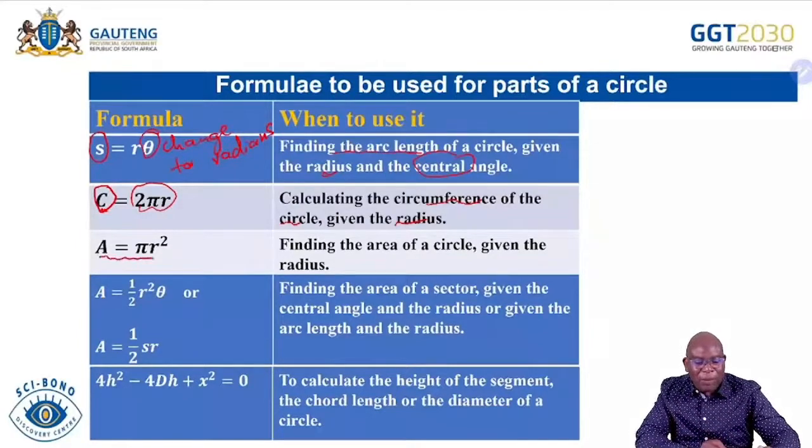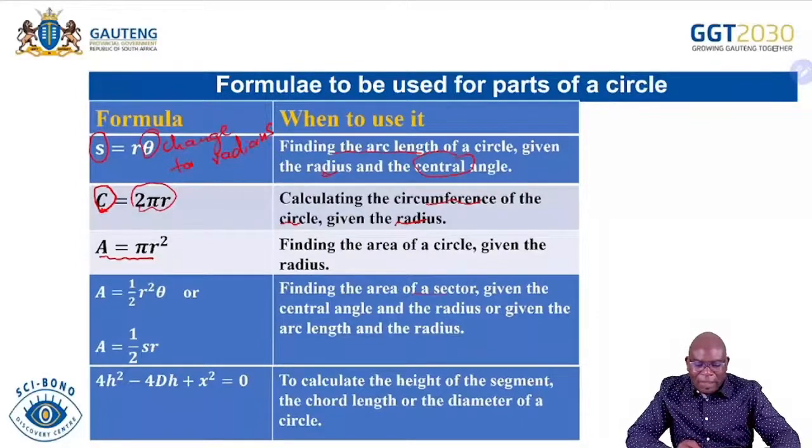The area equals pi r squared. You know that formula, it is for calculating the area of the whole circle. If I'm given the area of the whole circle, I can calculate r. But if I'm given the r, I can calculate the area. So you just need the radius to calculate in a circle. The circle is nice because you don't need a lot of stuff there.